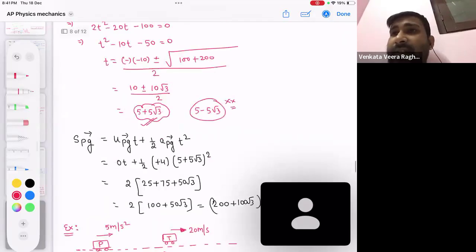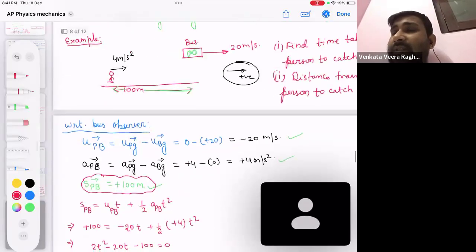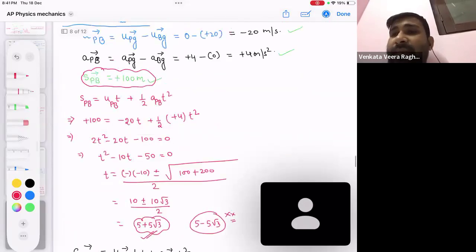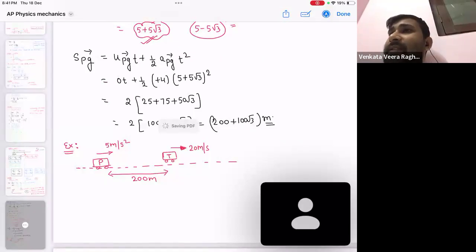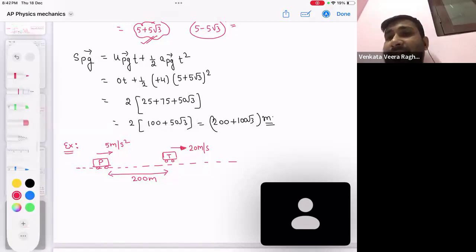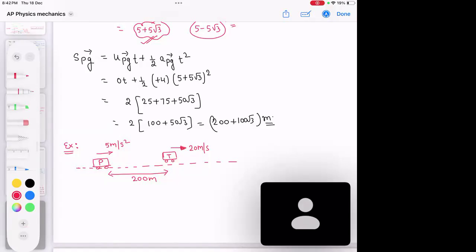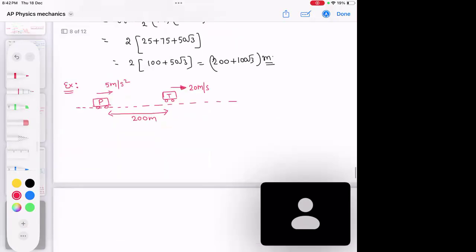In the earlier question, the distance is given as 100 meters. Now the distance is given as what? 200 meters. So check it. Is it a similar question? Just the storyline, or just the statement is a little bit different from what was given in the last example. So please tell me, can it be done now? Yes, sir. Right. So this question you can try.